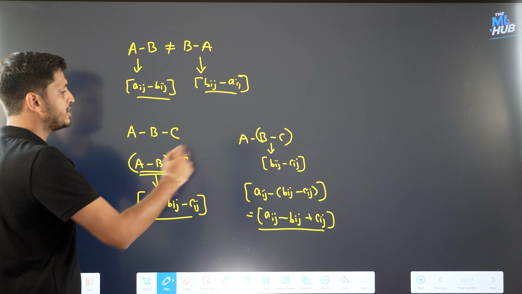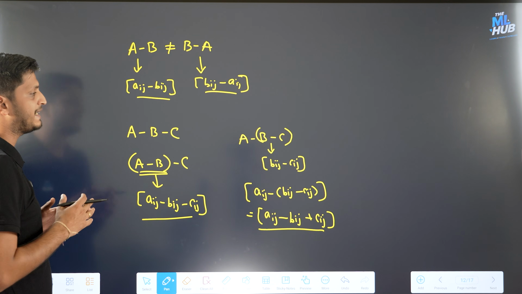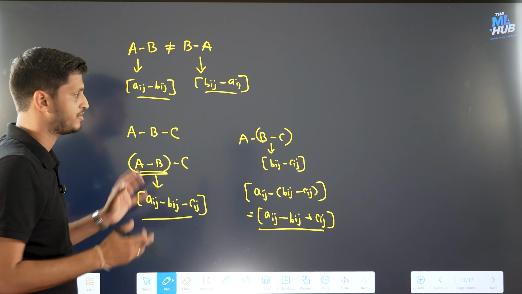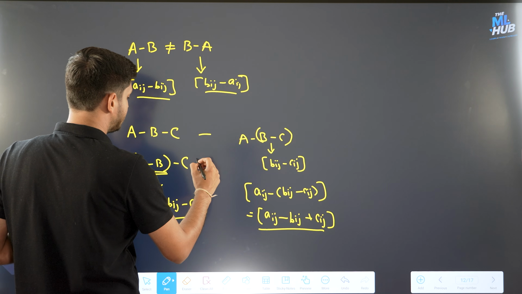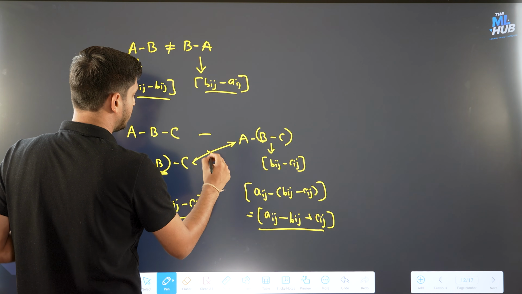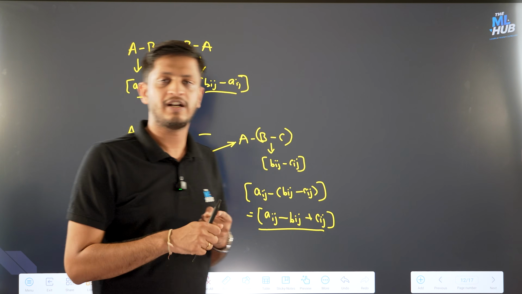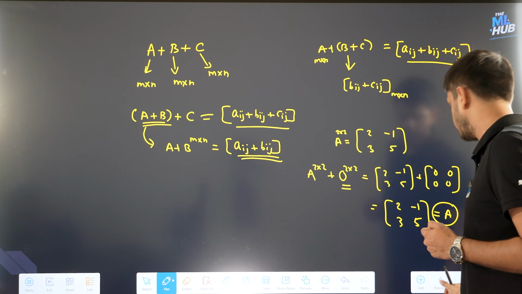So you cannot just put brackets anywhere, okay? It depends. Whenever you are subtracting three matrices, you have to tell which matrices you have to subtract first and then which matrices, okay? Otherwise the result can be different, and hence these two values are not equal, and hence matrix subtraction is not commutative and it is not associative as well, okay?